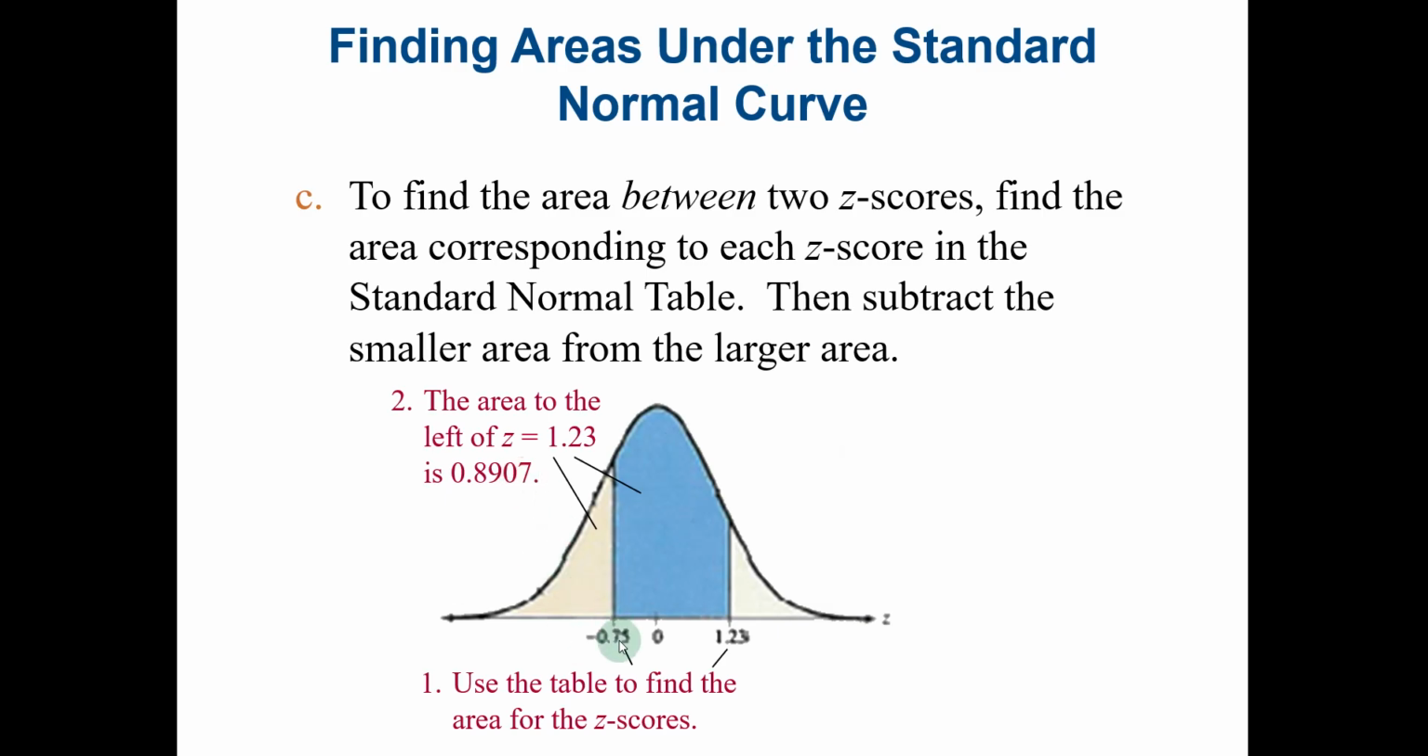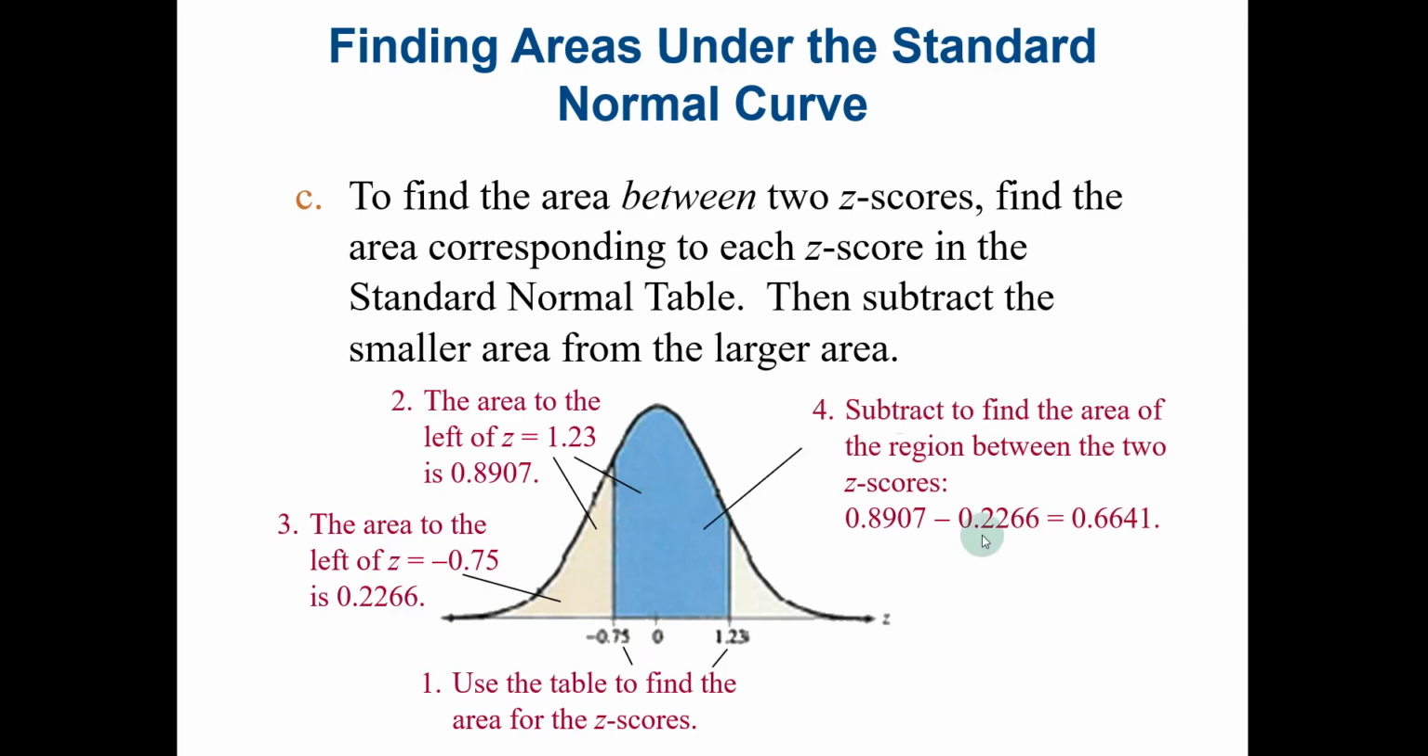So here, for example, I think the bigger area is 0.8907, and the smaller area is 0.2264. So these are the two. This is the area to the left of that number. So if you are looking for the area between, you simply deduct the smaller area from the bigger one, and it will give you the area between.